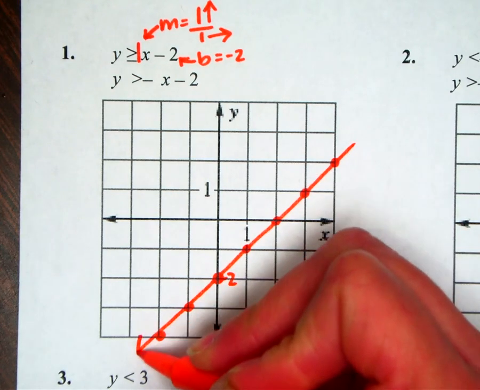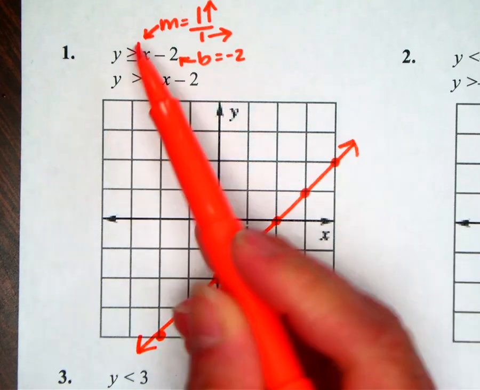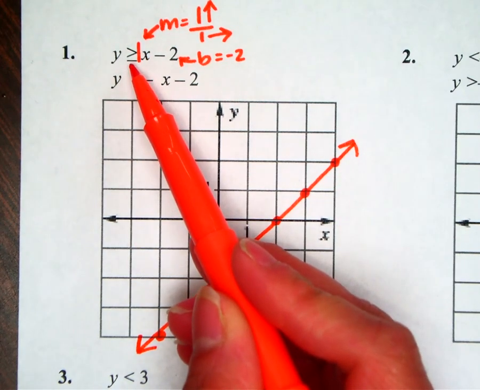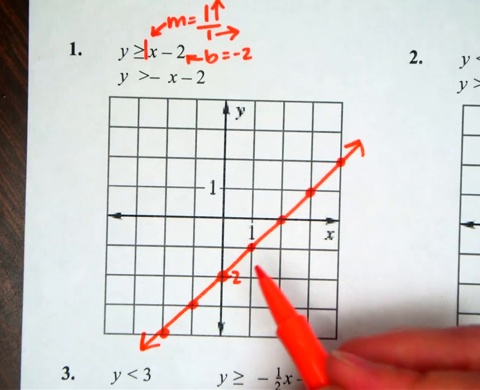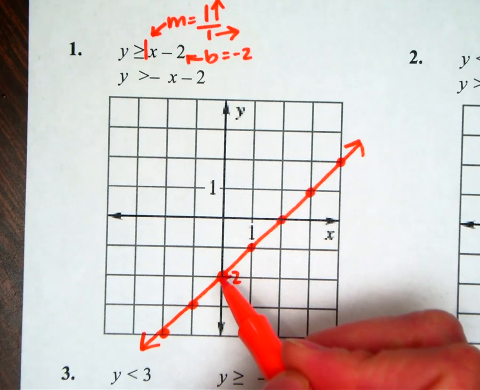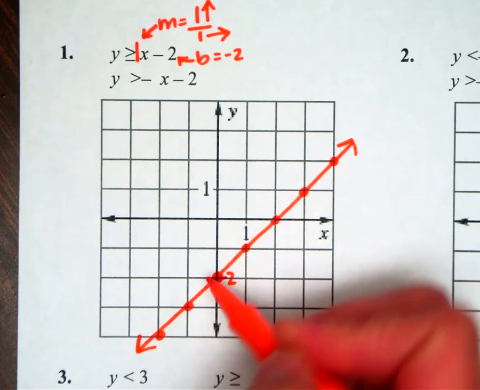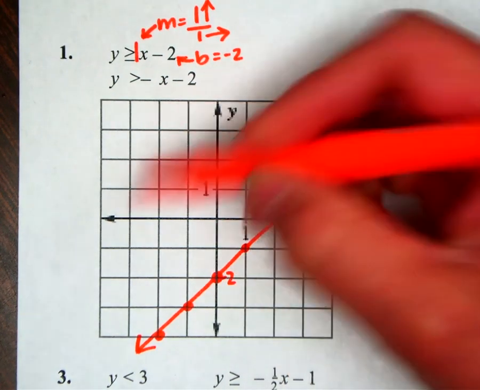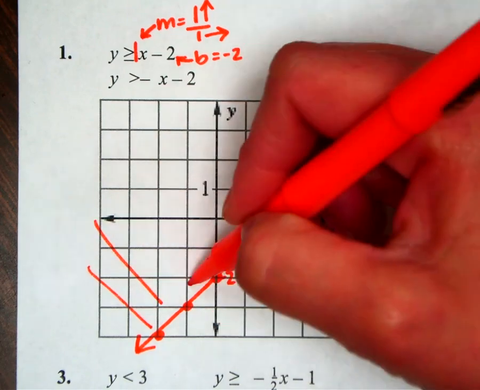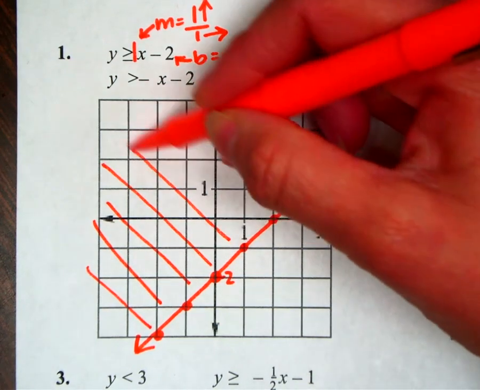and then we want to shade, either above or below. Well, this is greater than, so we're going to shade above. So if we're going to shade above, we're going to ask ourselves, where are the values that are greater than -2? They're above. So above on the y-axis is here. So if you shade everything above, it will be in this region.